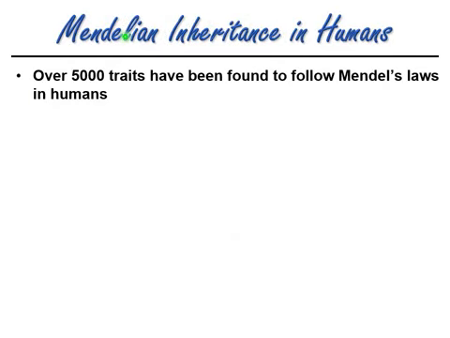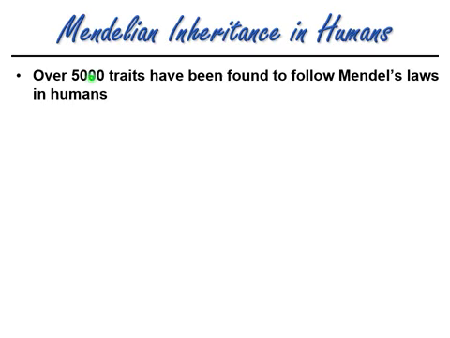So before we get to codominance, I told you incomplete dominance is very rare in human beings, but there's this other thing called codominance. And so now codominance is something that you do find in human beings all the time. And so before we get to that, let's talk about Mendelian inheritance, so just regular old dominance in human beings.